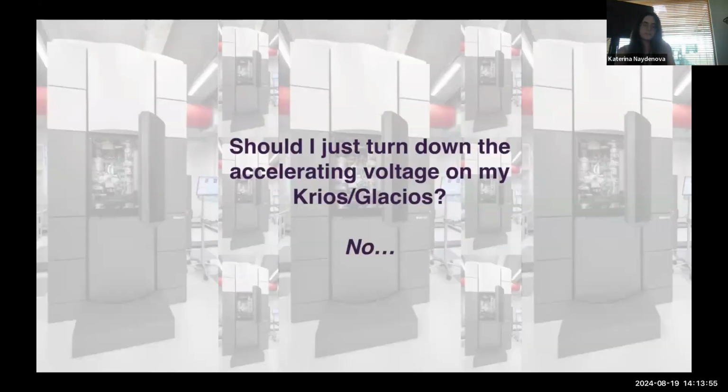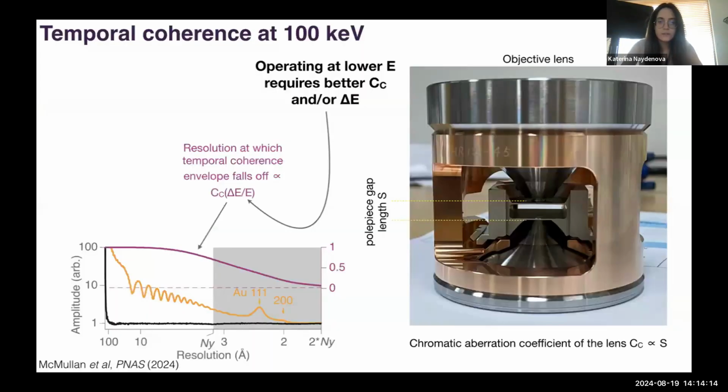A question that arises quite often when we talk about the low voltage microscopes is, well, if we already have a microscope operating at 200 or 300 keV, like a Glacios or a Krios, should we just turn down the voltage on that and operate it as a more efficient microscope? And the simple answer is no, because the technical requirements for the objective lens and the detector are fairly different for these different voltage microscopes.